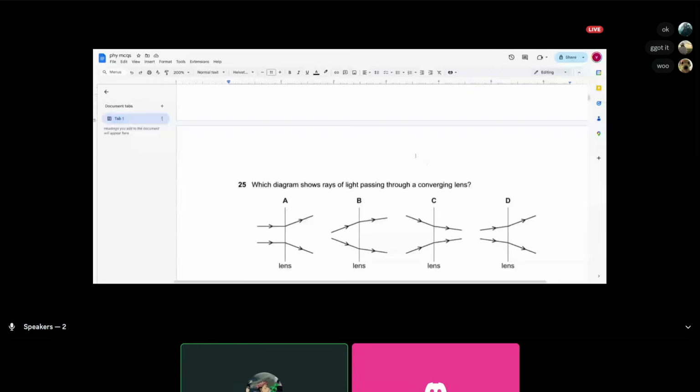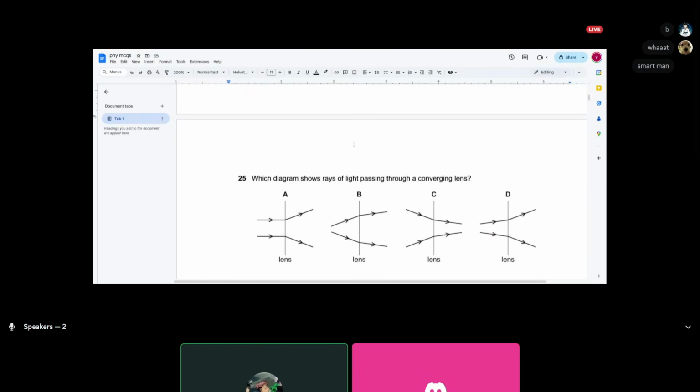Which one shows the rays of light passing through a converging lens? Can anyone answer this? It looks very simple. No, it's not C. It's B. All of you are wrong. Yes, correct. It's B.